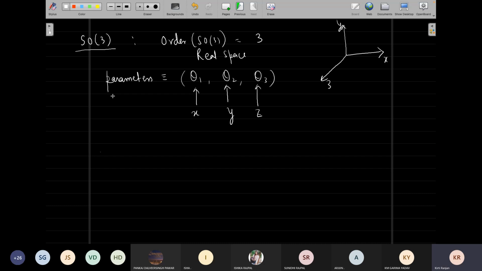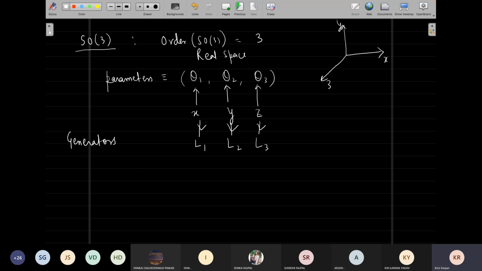And for each of the parameters, I do need to have one generator. So how many generators should be there in the SO(3) group? Three. So I have to call them something, let me call them L1, L2, L3. You know why I call them L1, L2, L3, but right now at this point of time, they are just the generators.